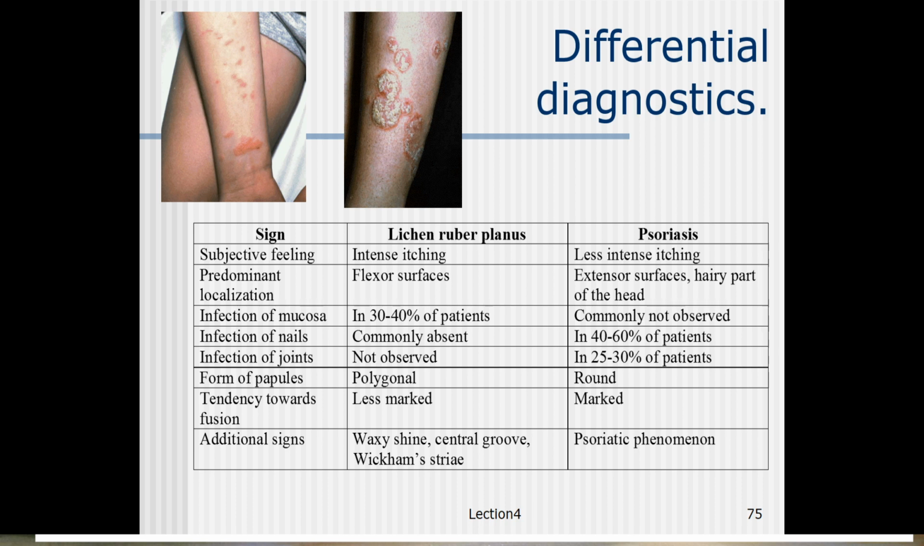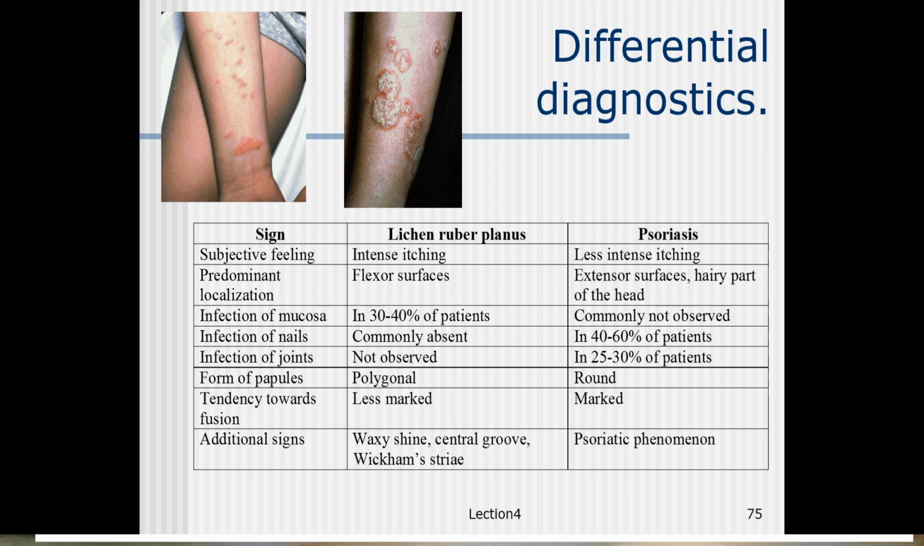Infection on joints: lichen planus, not observed; psoriasis, in 25–30% of patients. Form of papules: lichen planus, polygonal; psoriasis, round. Tendency towards fusion: lichen planus, less marked; psoriasis, marked.